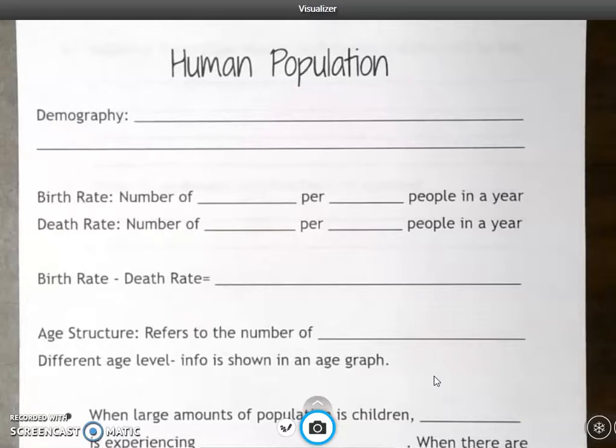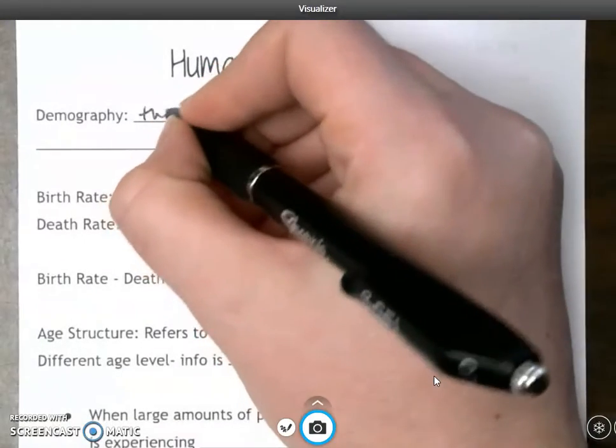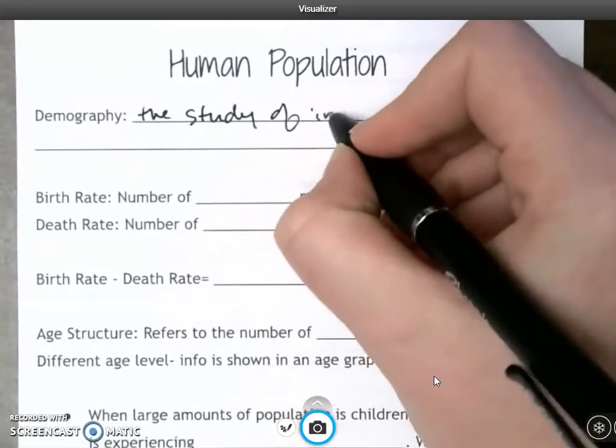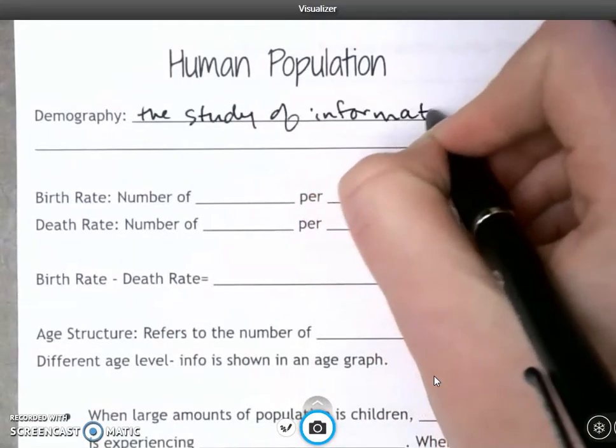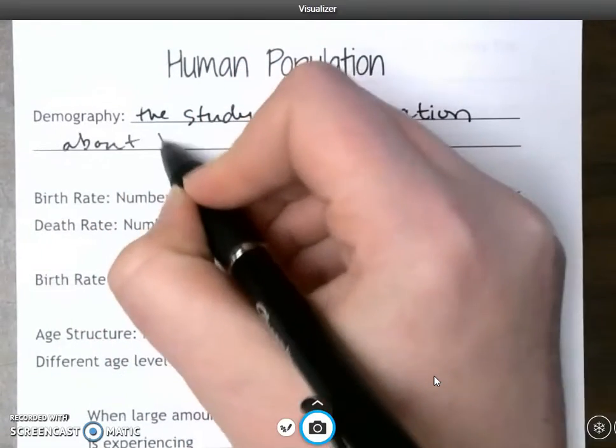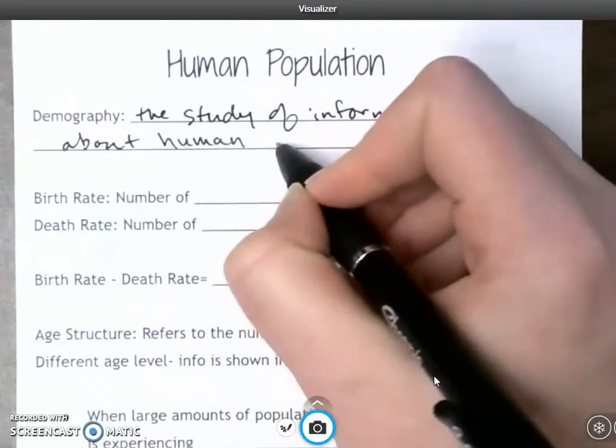Our first definition is demography, which is the study of information about human populations.